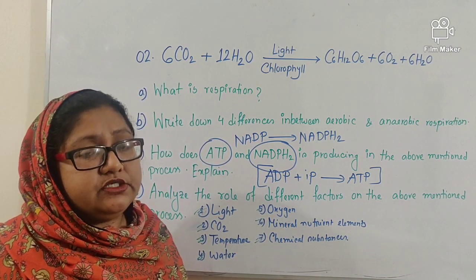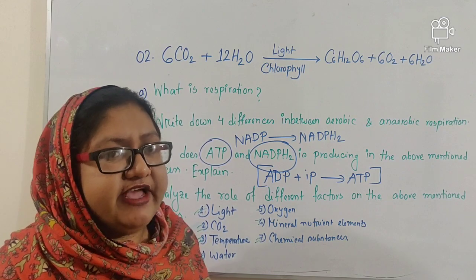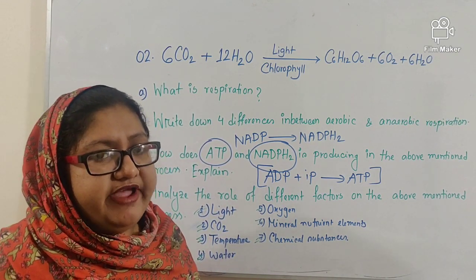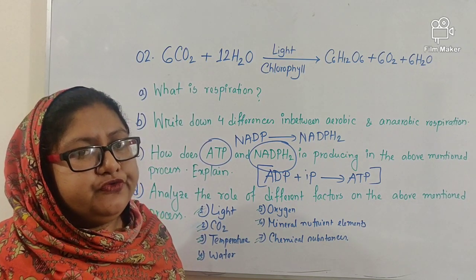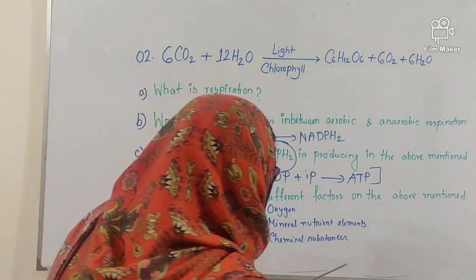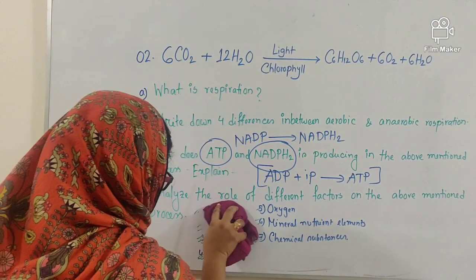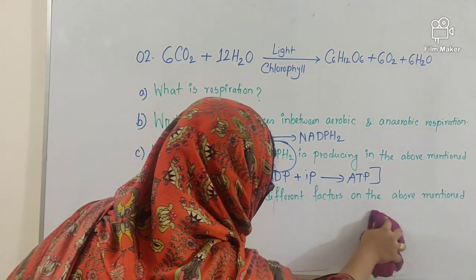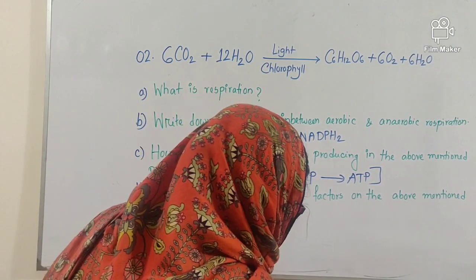Now the internal factors of photosynthesis. So what are the internal factors? The factors that are present in the plants, which control the rate of photosynthesis, are known as internal factors. Now I would like to write the names of those factors that are the internal factors.